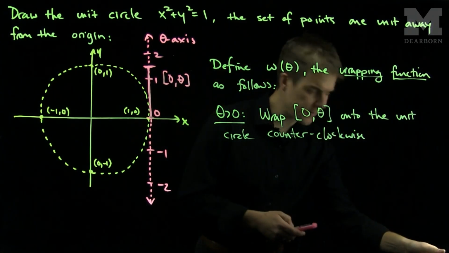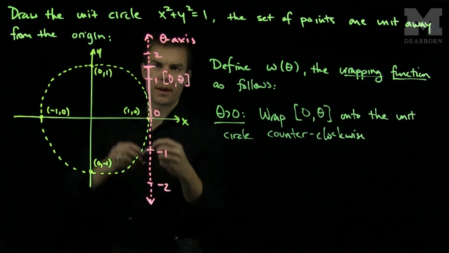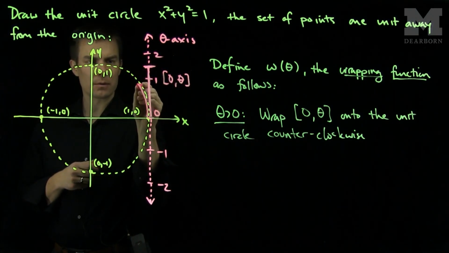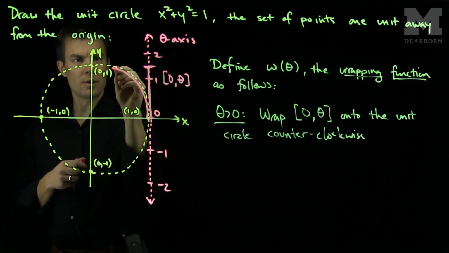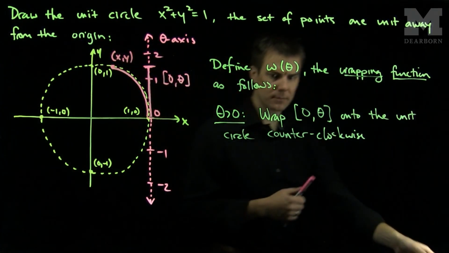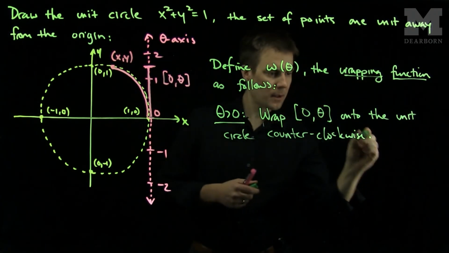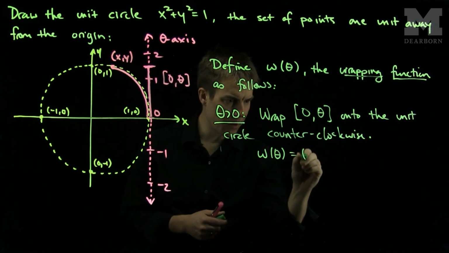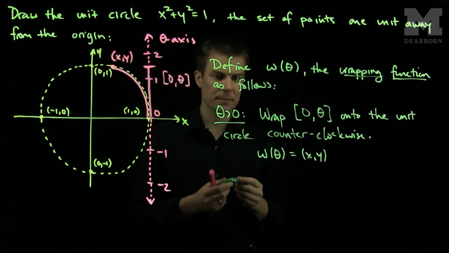So if theta is positive, I will take this interval 0 to theta on the theta axis, and I will wrap it around the unit circle, and I will end at a point x, y. So omega of theta in this case will be the point x, y.